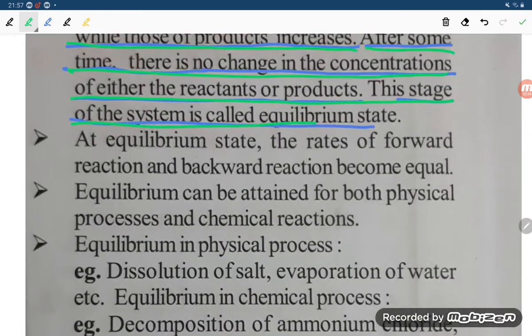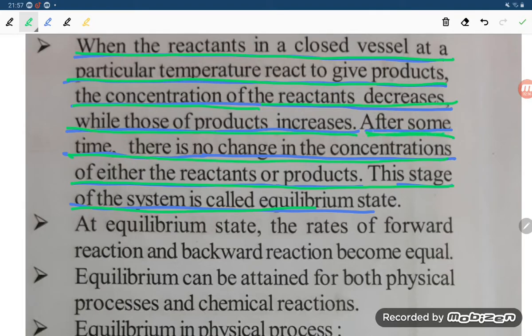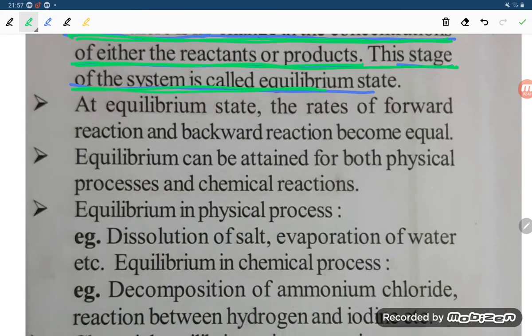We have to keep in mind that after some time there is no change in the concentration of either reactant or product. This stage is called the equilibrium state. At the equilibrium state, the rate of the forward reaction and the backward reaction become equal.